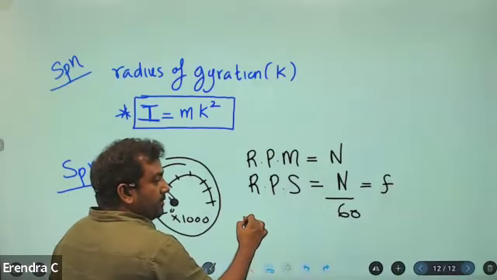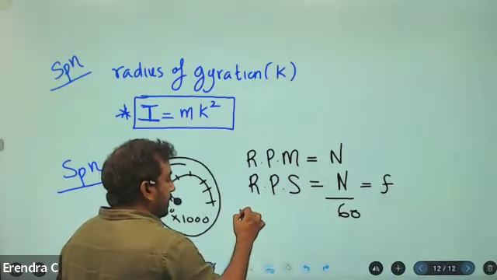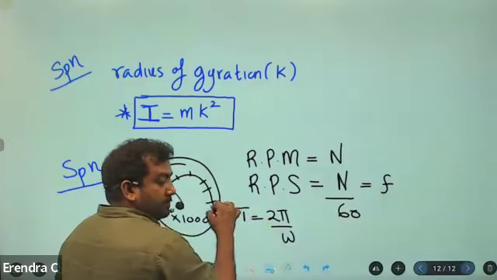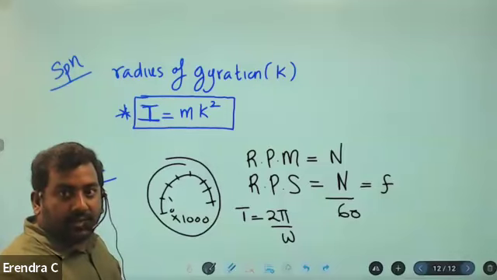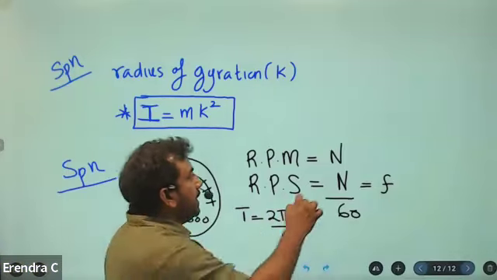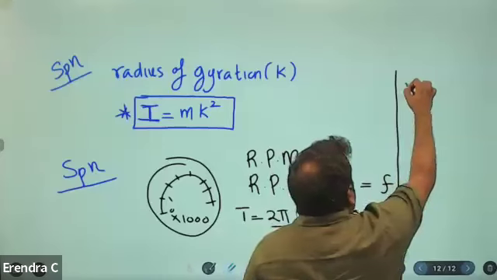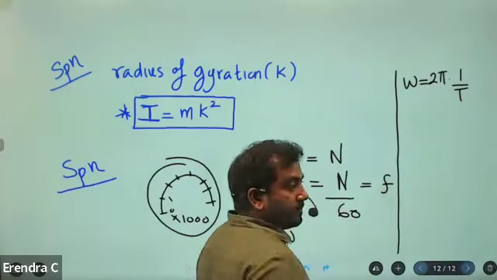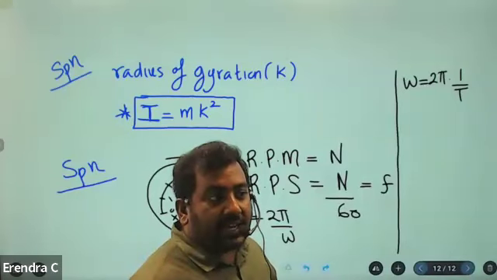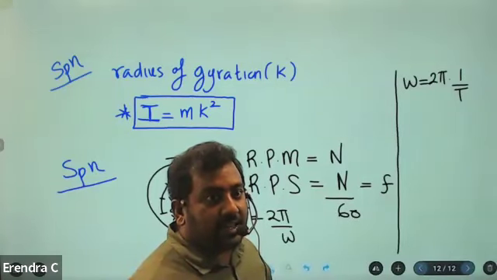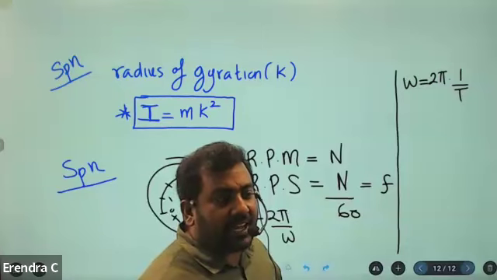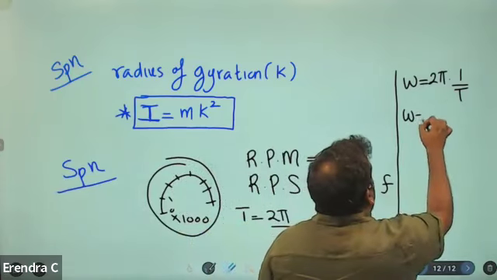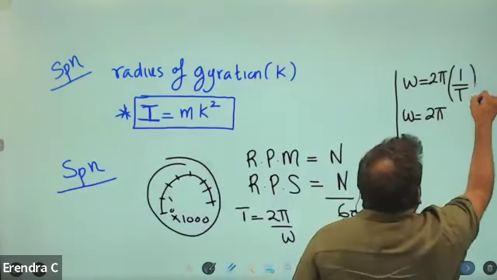Don't forget now. I'll write again. T is equal to 2 pi over omega. Can remember, no? We used it earlier as well. Look. Omega equals 2 pi into 1 over T. What is 1 over T? O-level science. 1 over periodic time is what? Frequency. Omega equals 2 pi, 1 over T is frequency.